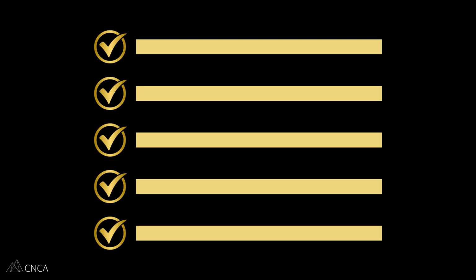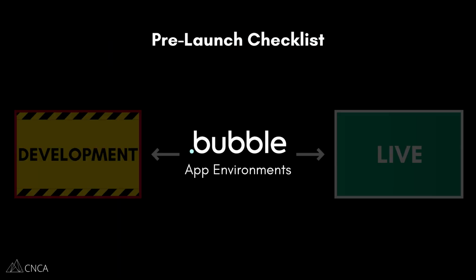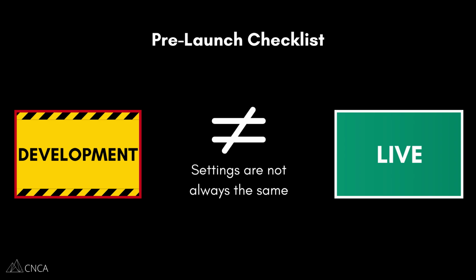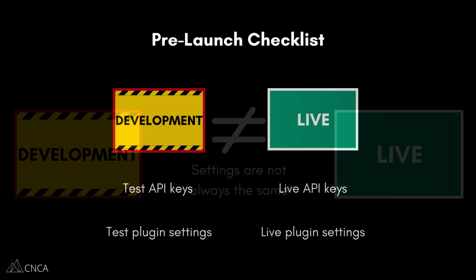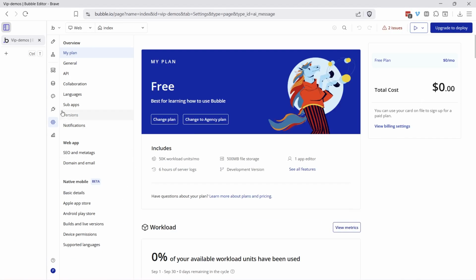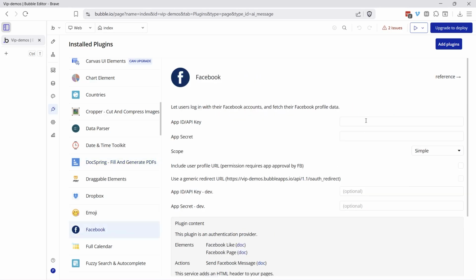The first checklist item is live settings. This is a big one. The biggest mistake founders can make is forgetting that their live app is a separate universe from their development environment. This means any third-party services you're connected to, like payment processors, email services, or any other APIs, need to be reconnected using their live keys. So go to your plugins tab in Bubble, and for any plugin with an API key, or even within the API connector, you're going to see a section for both development and live keys. You have to paste in those live API keys so that everything continues to work properly in the live environment.